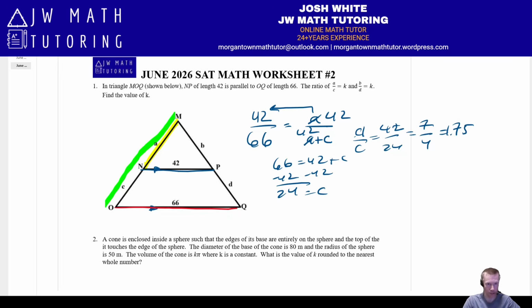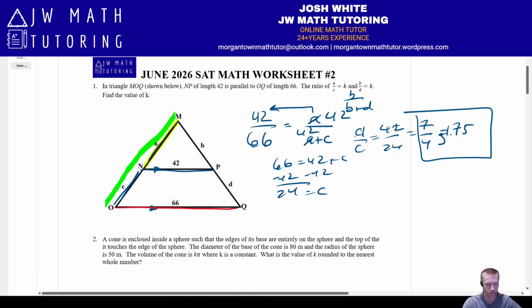That's basically the ratio of this side in the first triangle to this part of a side in the large triangle. So this is what you would fill in, either 7/4 or 1.75, and that's it. And you could do the same exact thing with B over D. It doesn't matter whether you use A over C or B over D. It would just be B over B plus D, and you go through the exact same process.